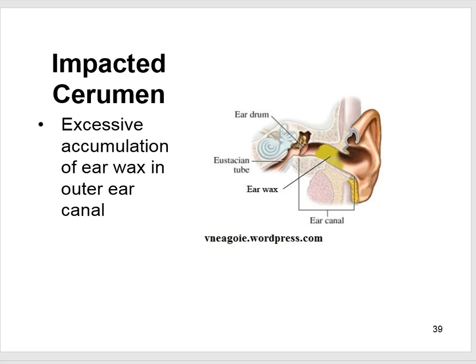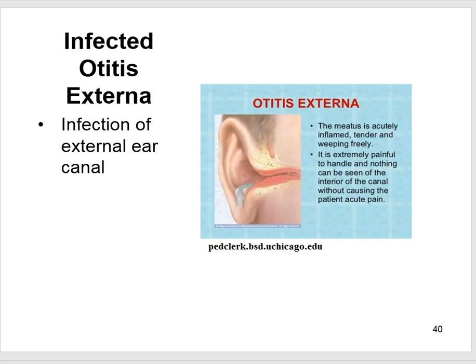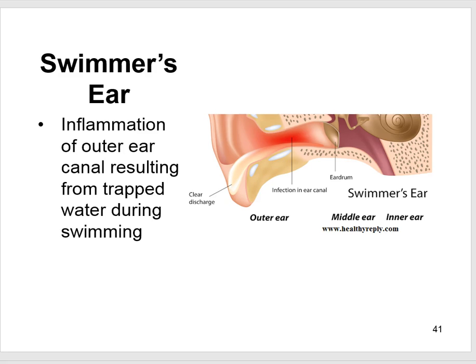Impacted cerumen is an excessive accumulation of earwax in the outer ear canal. Okay, see that earwax? Infected otitis externa is an infection of the external ear canal. Swimmer's ear is an inflammation of the outer ear canal resulting from trapped water during swimming.